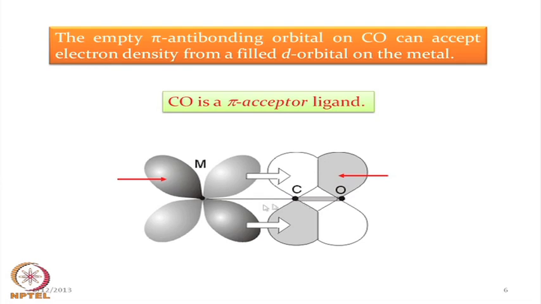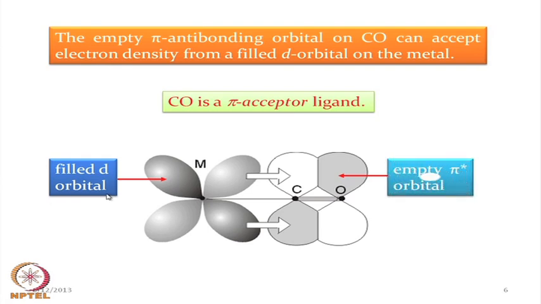That means definitely the electron density from the filled metal orbitals of T2g symmetry has been pushed to these empty pi star orbitals. So, what we have? We have the filled d orbital on the left hand side, and on the right hand side the empty pi star orbital from the carbon monoxide molecule. So, from this particular diagram we have so much information in our hand that carbon monoxide is behaving as a good pi acceptor ligand.